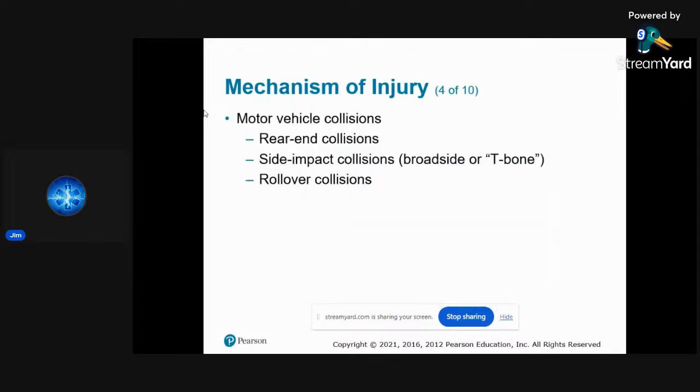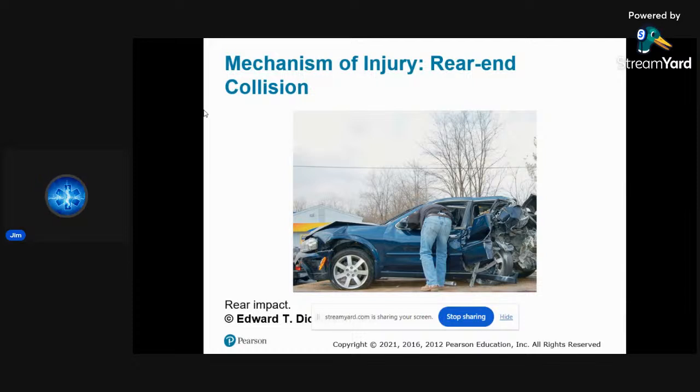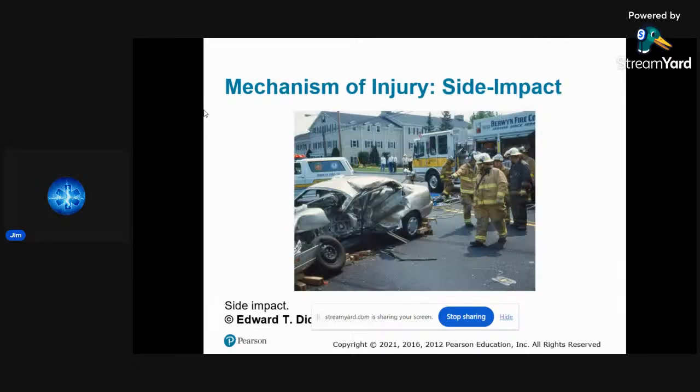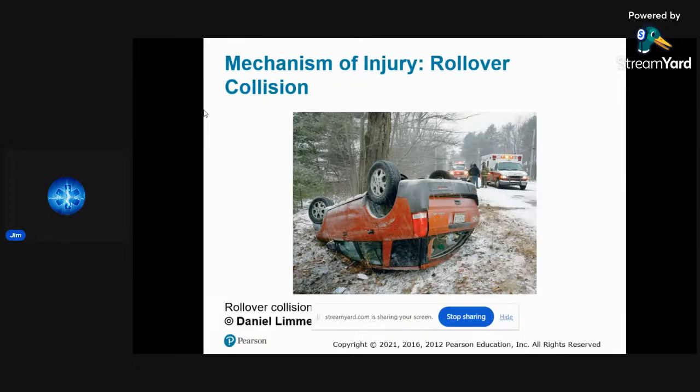Motor vehicle collisions: rear end collisions. There's also side impact, which is your T-bone, and your rollover. With your rear end collisions, we're looking at neck injuries, the whiplash. Side impact could be a whole ton of injuries if they get hit. The force on that side of the door or a car could cause a lot of injury, and rollovers definitely can. Here we see a rear impact, pretty good one. Here's a side impact. Again, you could understand there could be quite a few injuries in this. And a rollover.